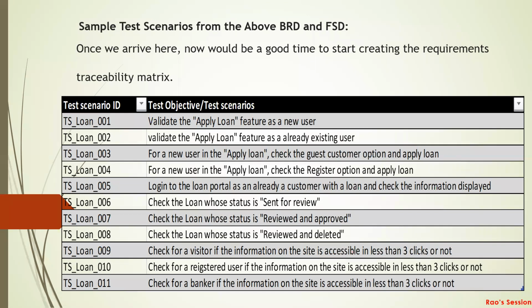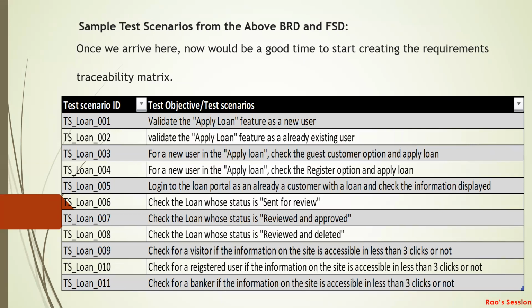Then what is the next one? Ease of use, right? Check for a visitor if the information on the site is accessible in less than 3 clicks or not. Check for a registered user if the information on the site is accessible in less than 3 clicks or not. Similarly, check for a banker if the information on the site is accessible in less than 3 clicks or not. So here how many? Three scenarios. For the FSD functionalities, they are able to come up with 4, 4, 3 scenarios.